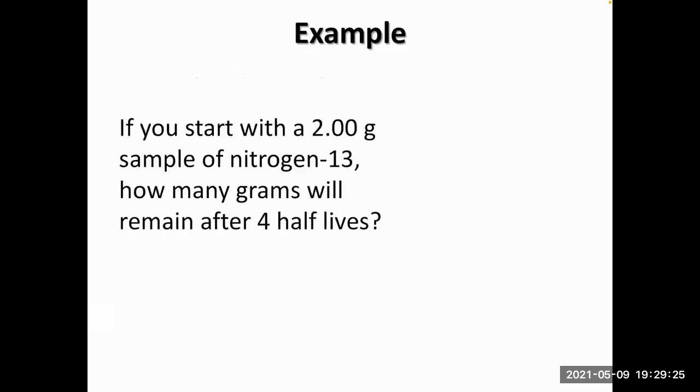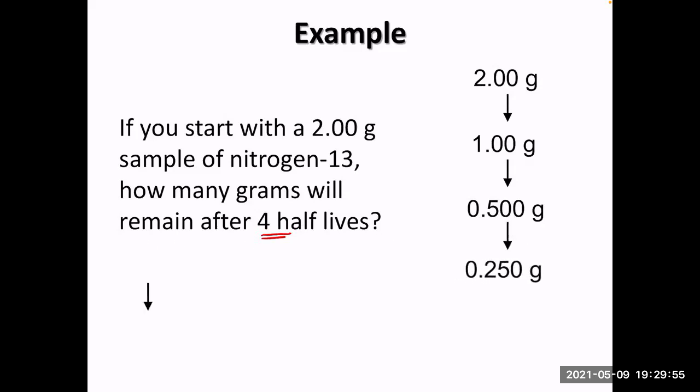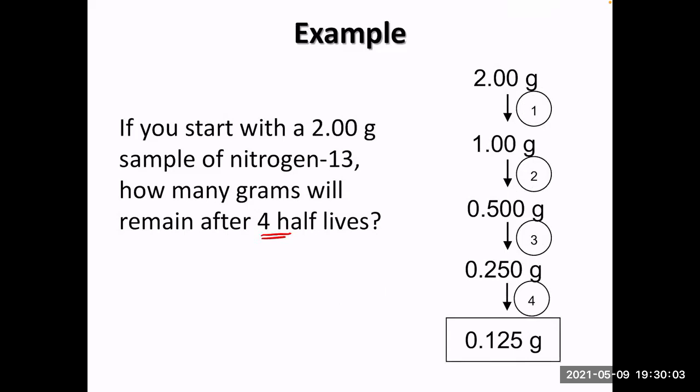Let's do another one. If I start with 2 grams of a sample of nitrogen 13, how many grams will remain after 4 half-lives? Notice they didn't tell me how much time, they just told me 4 half-lives. So at time 0, I have 2 grams, okay? And 1 half-life happens, and I have 1 gram because I lose half of it. A second half-life happens, and I lose half of what's left. And I keep dividing in half until I get to 4 half-lives. So after my 4th half-life, I end up with 0.125 grams.